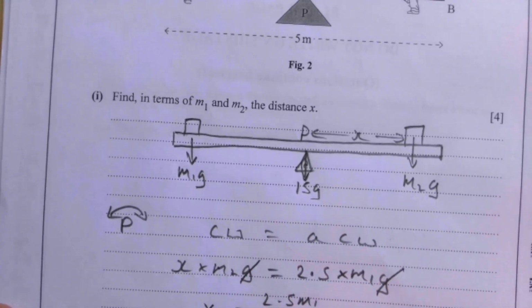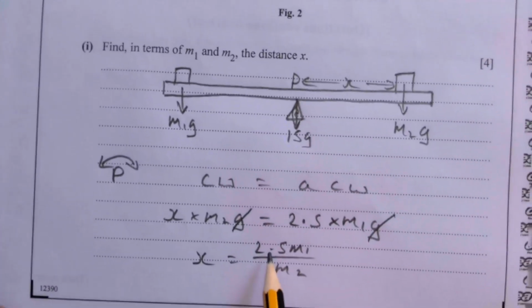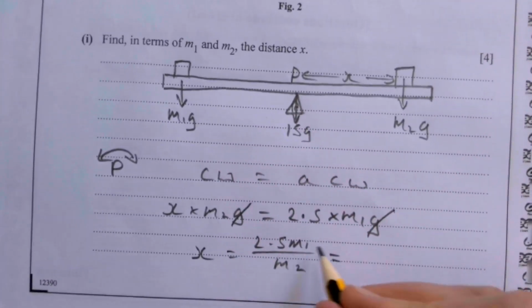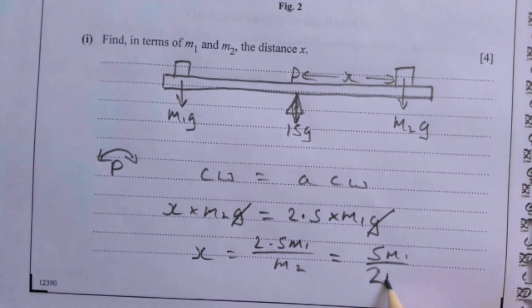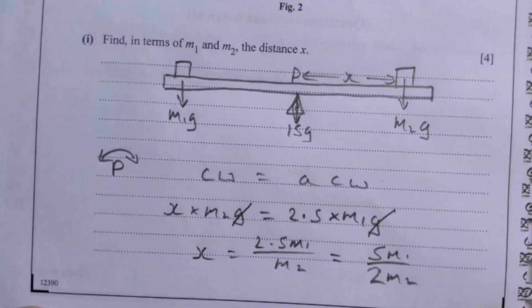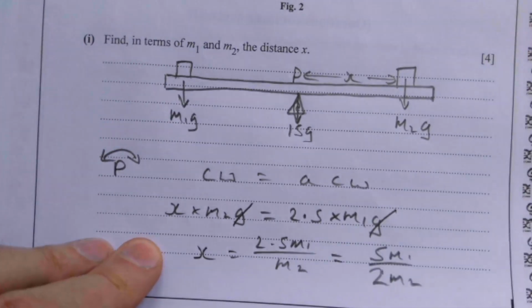and then X is 2.5 M1 over M2. To get rid of the decimal within the fraction, if we multiply top and bottom by 2, it would be 5 M1 all over 2 M2, and that keeps things slightly more tidy.